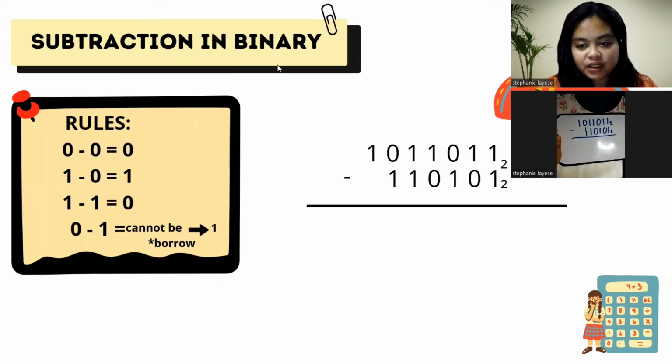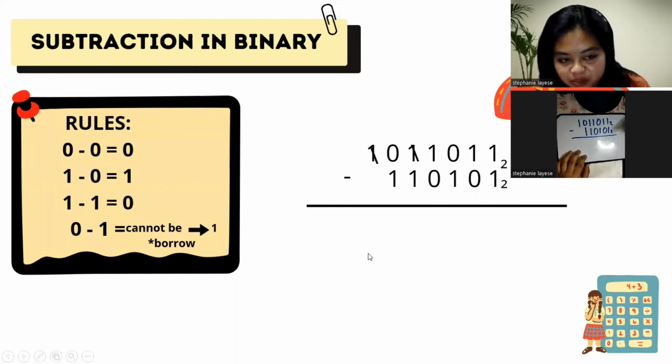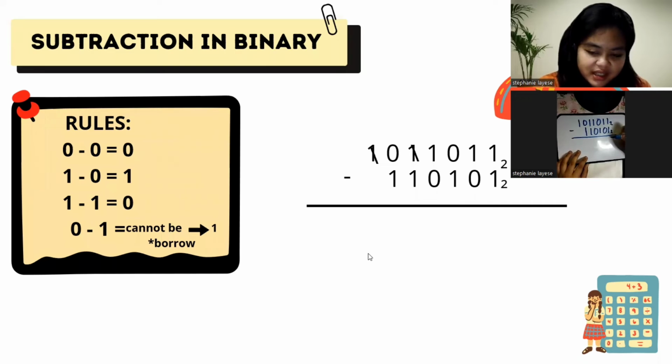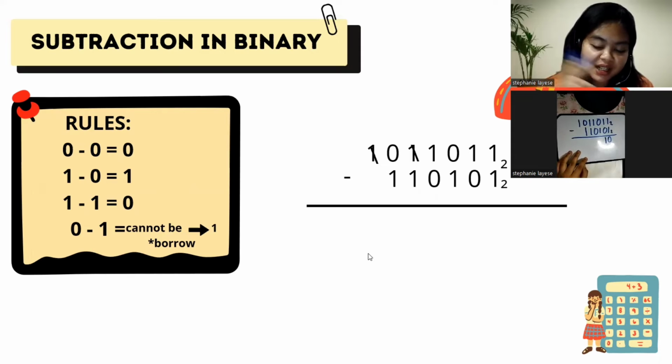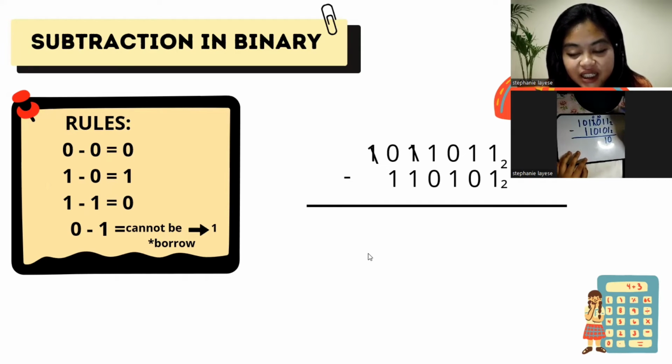Now that I already put it in my whiteboard, let's slowly solve it. Now, remember the rules. 1 minus 1 is 0. 1 minus 0 equals 1. 0 minus 1 cannot be. So we will borrow from the next number. So we will cross this out, and this will become 0. And this number will become 10. But then again, in decimal numbers, when we subtract 10 minus 1, we get 9. But in binary, we will put 1. So 10 minus 1 equals 1.